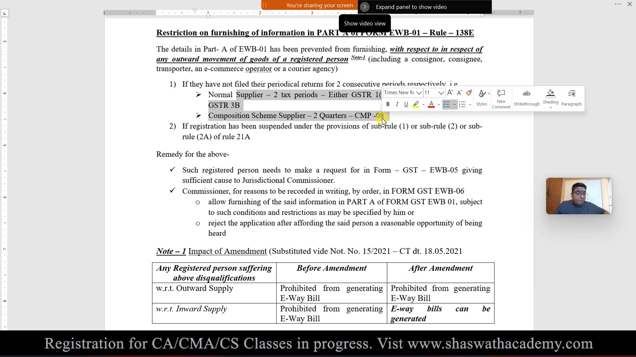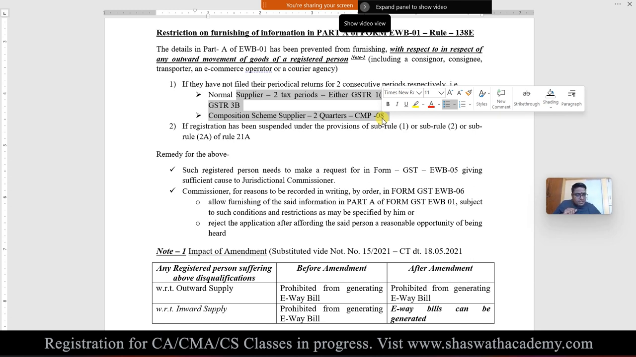Without generating Part A and Part B, can I issue an e-way bill? No. Without issuing, no e-way bill. And the e-way bill has to be issued when? Before commencement of the movement. Correct? Yes, sir. Now also go to the time of supply chapter. Along with the invoice, when to issue? Section 31 subsection 2, read with rules.